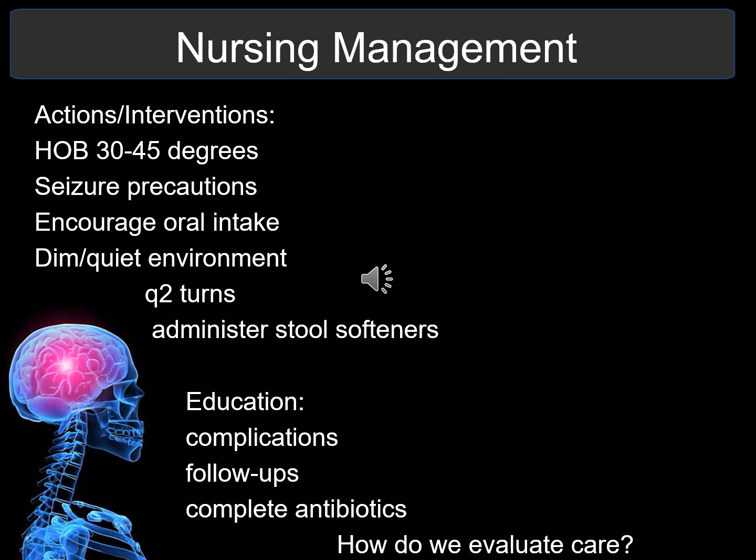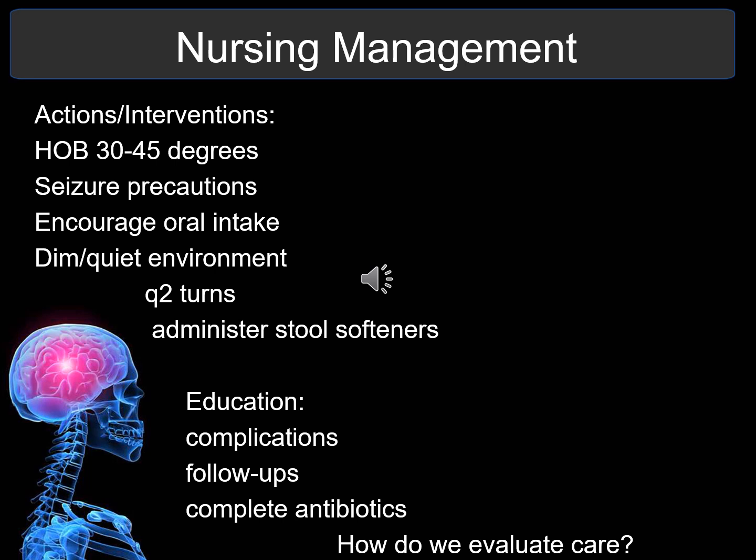So our nursing actions, we're going to position the patient with the head of bed elevated to 30 to 45 degrees with the head in good alignment. This position facilitates venous drainage and minimizes the risk of increased intracranial pressure. Implement seizure precautions because of the potential for increased ICP, as well as the presence of infectious process in the CNS, the patient's seizure threshold is decreased. Encourage oral intake as tolerated.